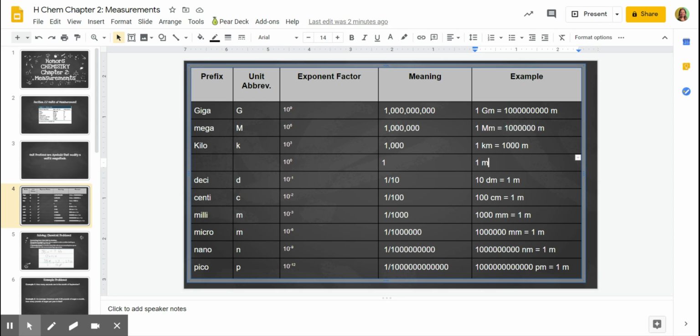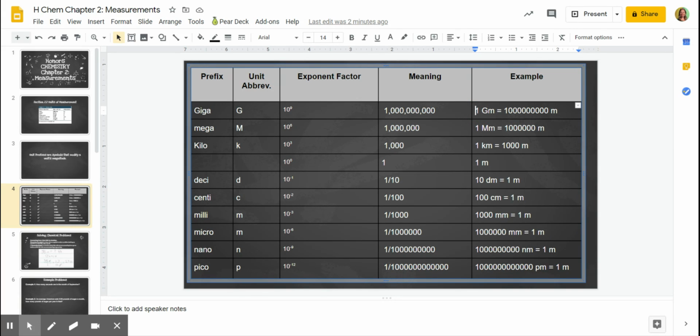If we're measuring something really big, like the distance between your house and the school, then we would use kilometers or maybe megameters, but that's a very big number. And then very, very far away, we would use gigameters. So what do these prefixes tell us?